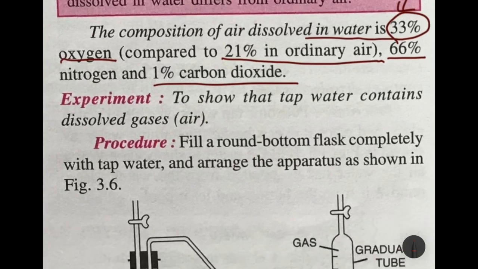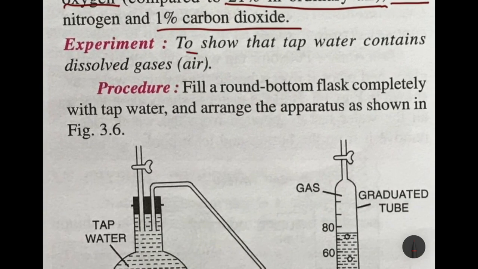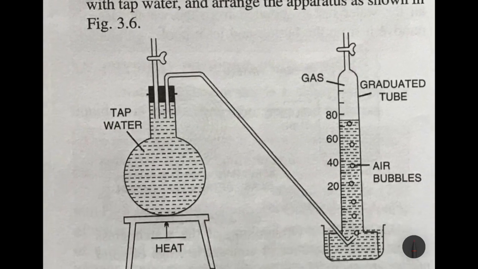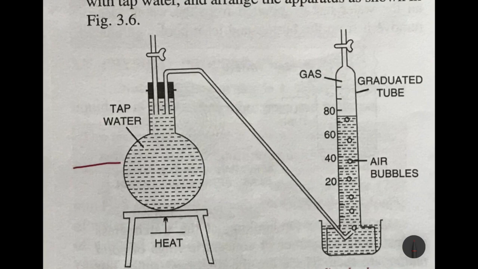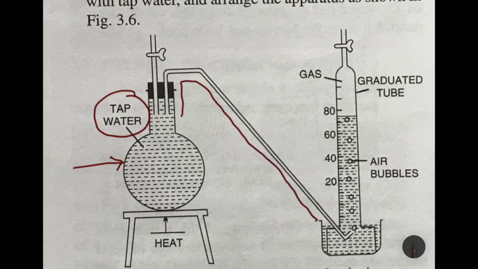Another experiment to show that tap water contains dissolved gases. First, what do we take? We take a round bottom flask. This is the round bottom flask, and you can see it is completely filled with tap water. Okay, and then you can see there is a bent delivery tube leading over to a gas jar which has markings on it. This is known as a graduated tube.